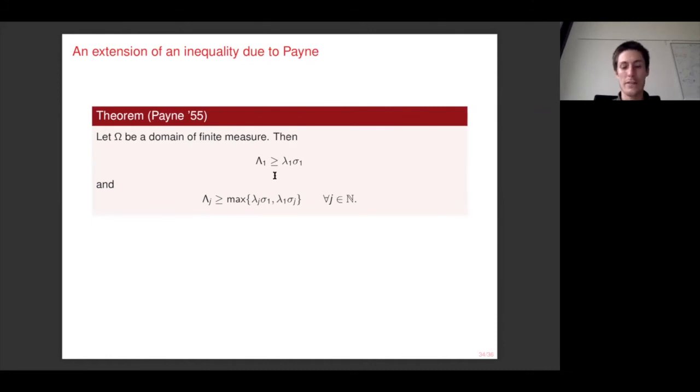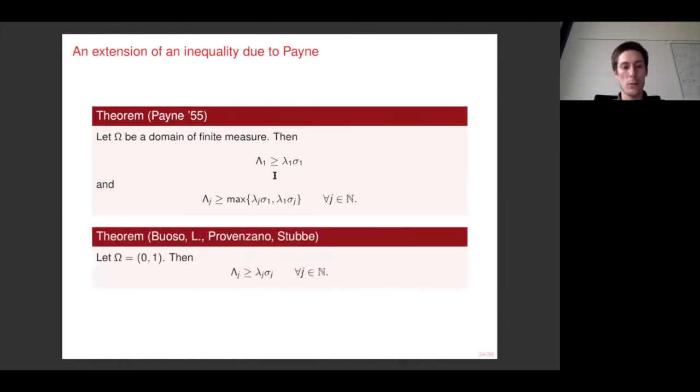And since we have done some explicit computation for the one-dimensional case, and since in a previous paper by Buoso, Provenzano, and Stubbe, they have already done some explicit computation for the eigenvalues of the Dirichlet bi-Laplacian in one dimension, we were able to show that this inequality here for the first eigenvalue holds for all eigenvalues j when we are in dimension 1. So we extended this inequality for all eigenvalues, but only in dimension 1.